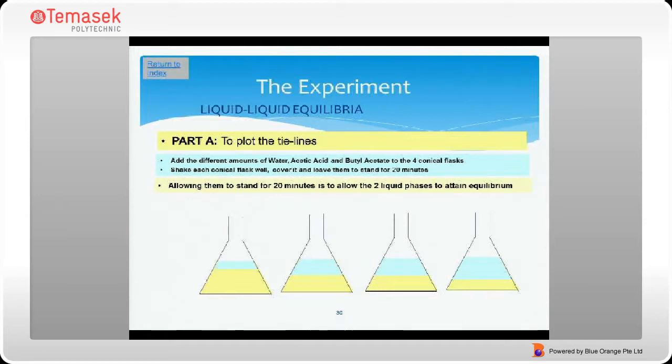Part A, we will prepare 4 conical flasks and add the respective amounts of acetic acid, water and butyl acetate in each flask. Note that for the compositions given, we should observe 2 liquid layers in all the 4 flasks. Shake each flask well, cover, and leave to stand for 20 minutes to attain equilibrium. Finally, we will determine the compositions of acetic acid in each liquid layer in each flask. This will allow us to draw one tie line for each flask.